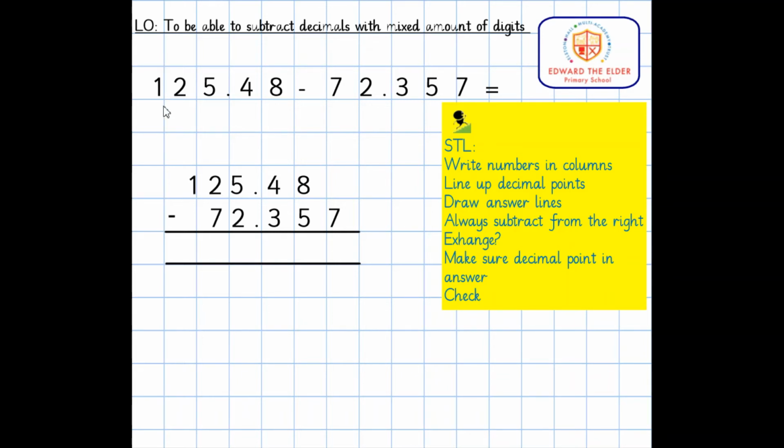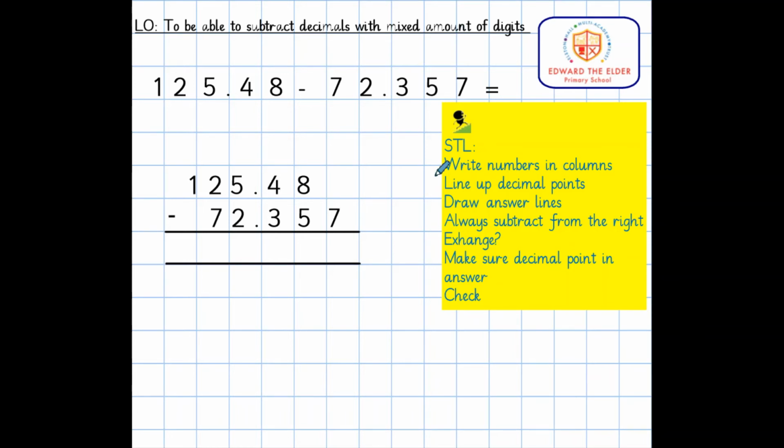Let's take a look at our number sentence. 125.48 subtract 72.357. It's worth noting here that we've got different amounts of digits, like it states in the learning objective. Therefore, let's take a look at our steps to learning to help us through this one.